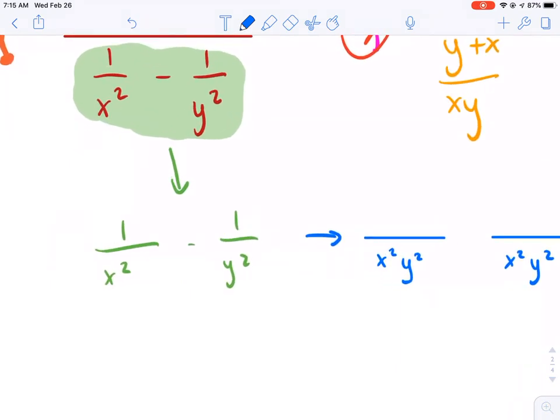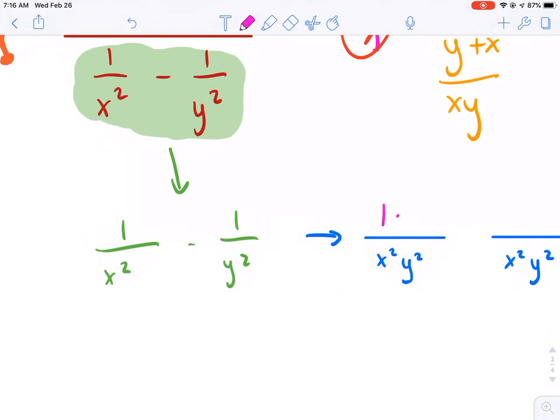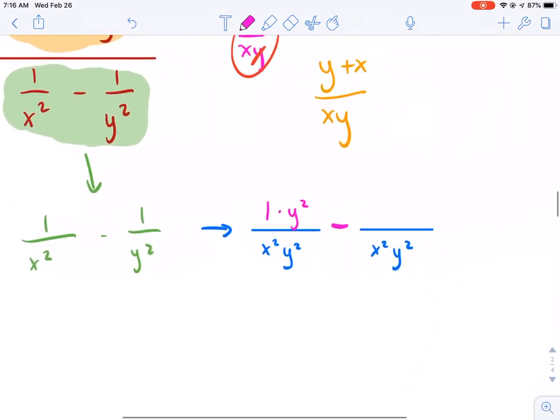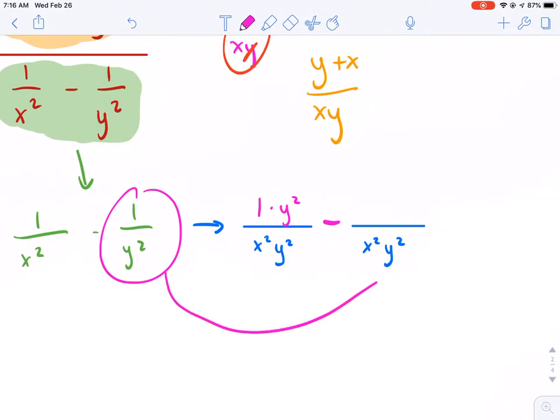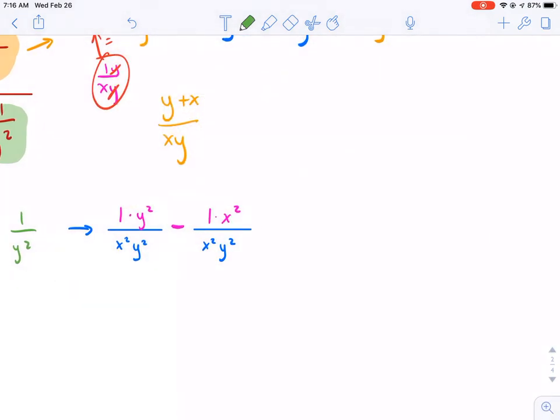Now, how do we go from 1 over x squared to here and keep it balanced? Well, if we multiplied the base by y squared, we need to multiply the top by y squared. So we have 1, which was in the top already, times y squared. Now we're going to keep the sign the same in between, minus. How do we go from 1 over y squared and keep it balanced? Well, we multiplied by x squared. Okay, so if we multiply by x squared in the bottom, we also have to do that in the top to keep it balanced. Okay, now we are ready to proceed and simplify.